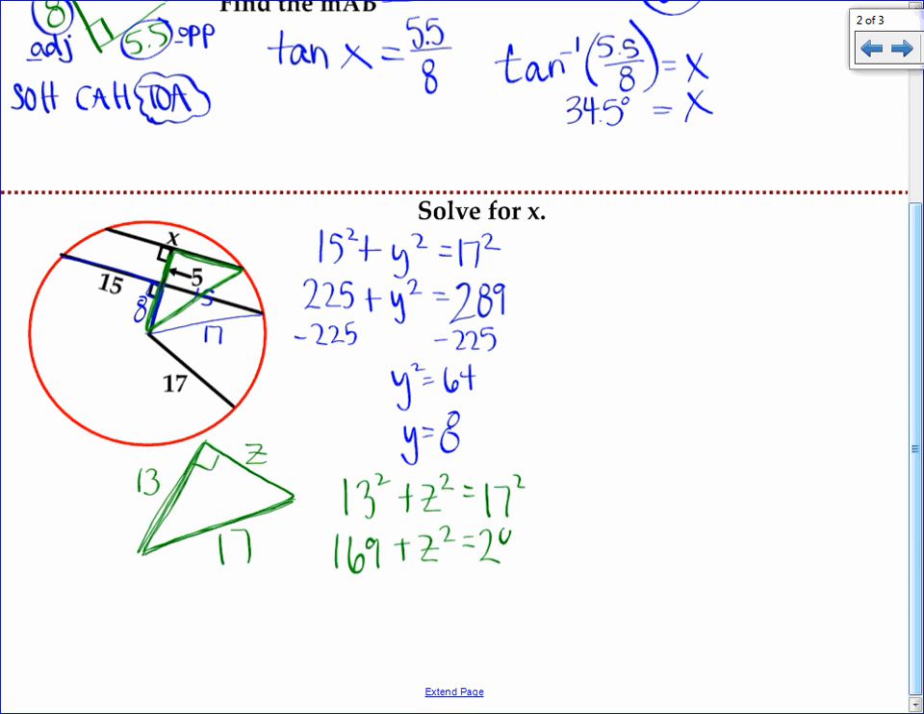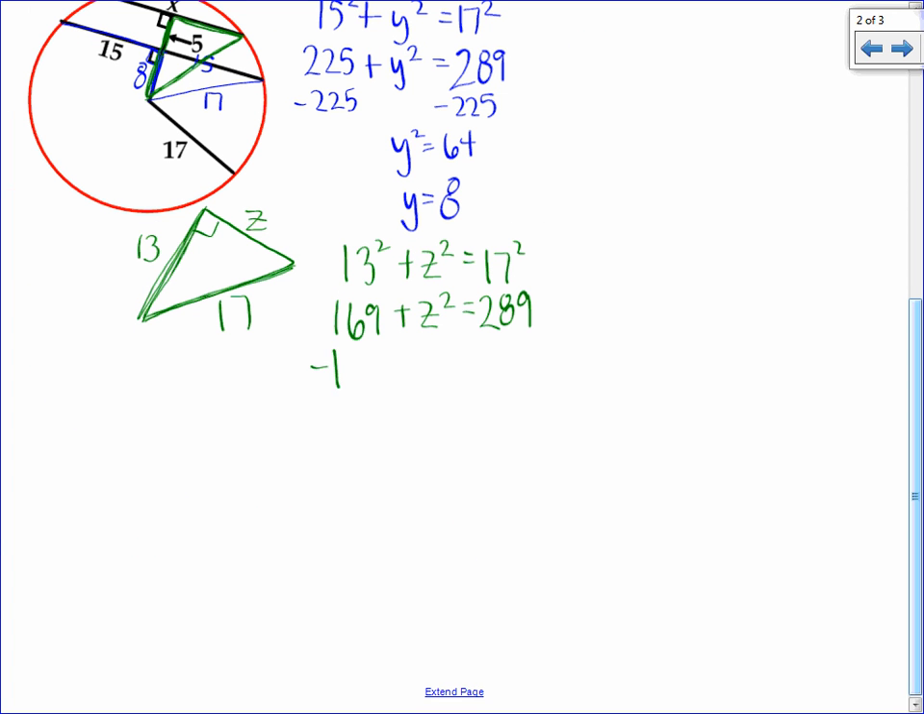Solve for z squared. $120. So it's going to be really close to 11 when we square root that. 8.95. Okay. Now let's figure out what we actually just found here.